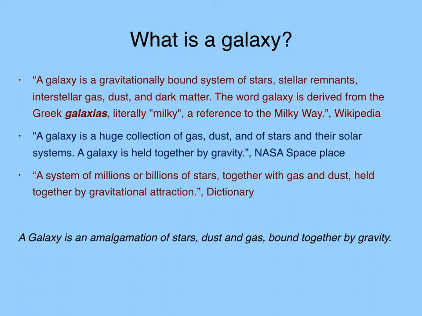The NASA Space Place tells me that a galaxy is a huge collection of gas, dust, and of stars and their solar systems. A galaxy is held together by gravity. The Oxford Dictionary tells me that a system of millions or billions of stars, together with gas and dust, held together by gravitational attraction, is called a galaxy.